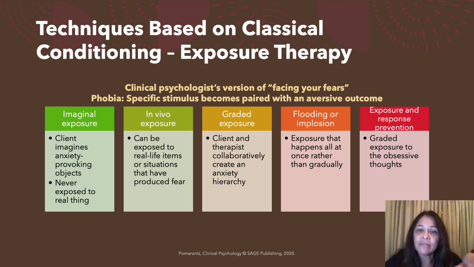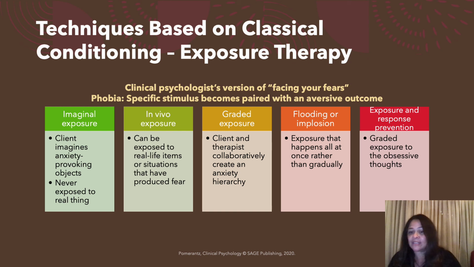Then we have exposure and response prevention. This particular type of therapeutic intervention has received particularly strong, substantial empirical support for the treatment of OCD. Here the person would have graded exposure to the obsessive thoughts. So if you have an obsession, you don't have to have a compulsive response. Let's just expose you to the obsession. Let's think about the obsession, and then we'll work on curtailing the compulsions that happen as a result of the obsessions.